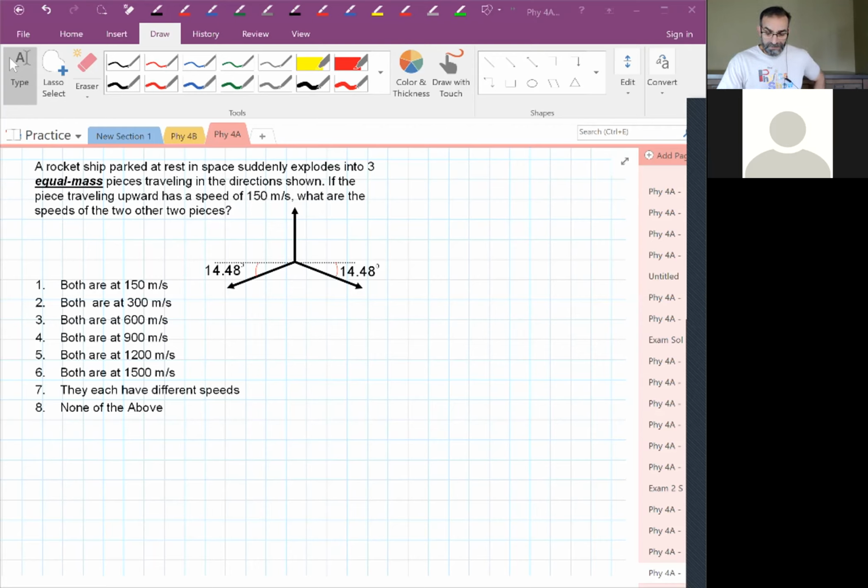We're back. So let's think about this problem a little bit. We've got something just sitting at rest in space. It blows up into 3 equal mass pieces, 1, 2, and 3, as shown. How do we tackle this problem?